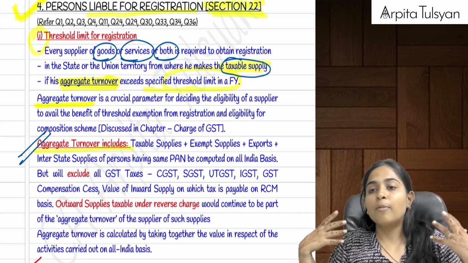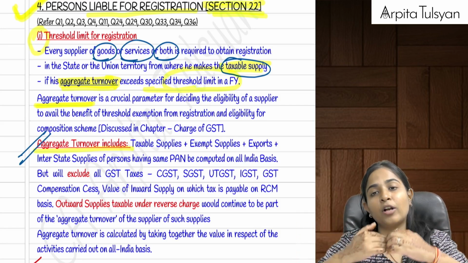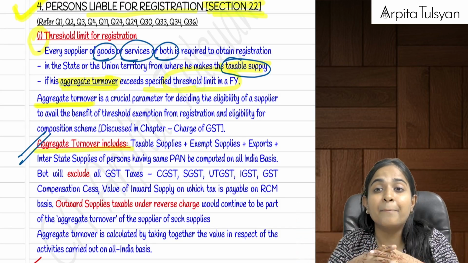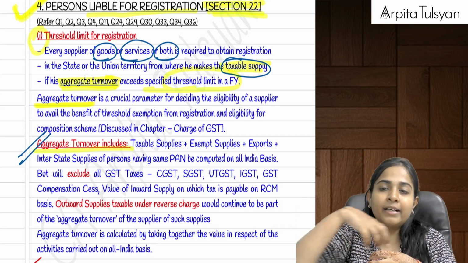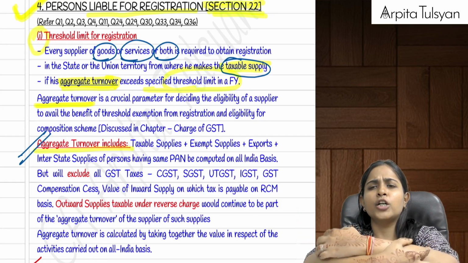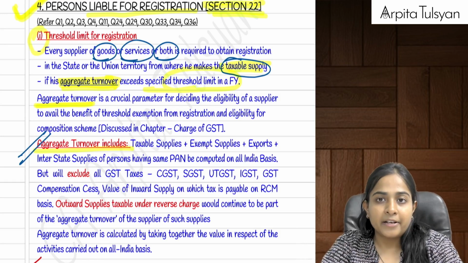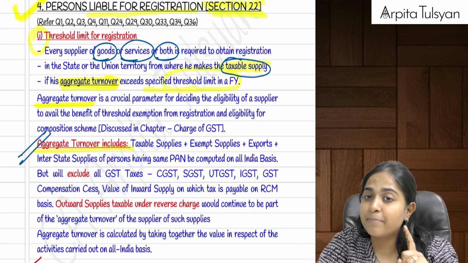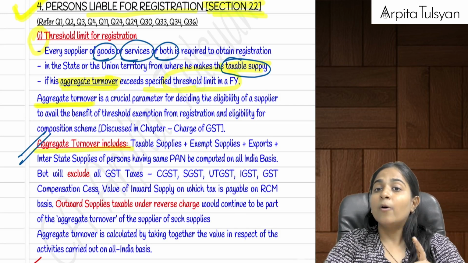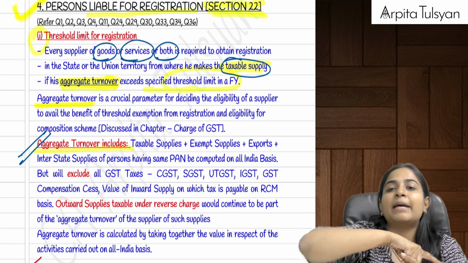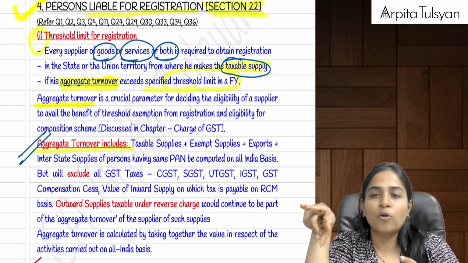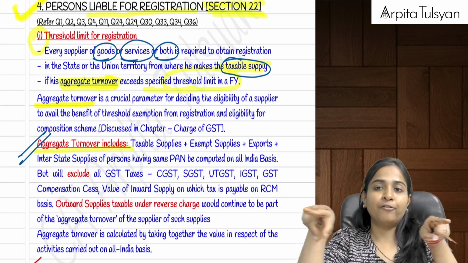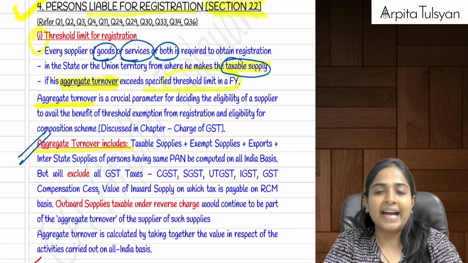Now ma'am, this aggregate turnover, are we supposed to take it of the state or on all India basis? This has to be taken on all India basis for that same PAN. Can we say PAN is same for all India registration? So full aggregate turnover will be considered here. Just try to understand here, for the purpose of aggregate turnover, we are taking the exempt supplies also. Don't make a mistake here. But in the state from where we are making exempt supply, we are not required to take the registration. But when we are taking registration for another state, we have to include the total turnover. We have to take the aggregate turnover.